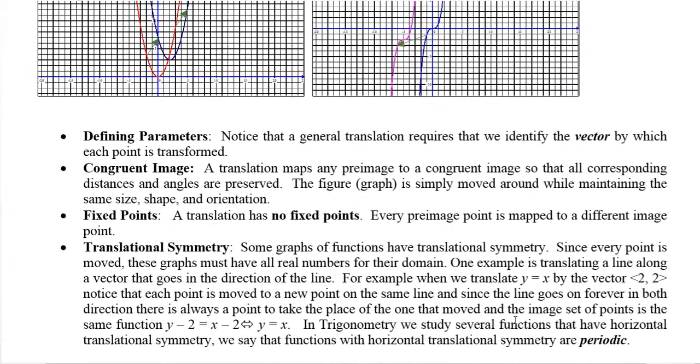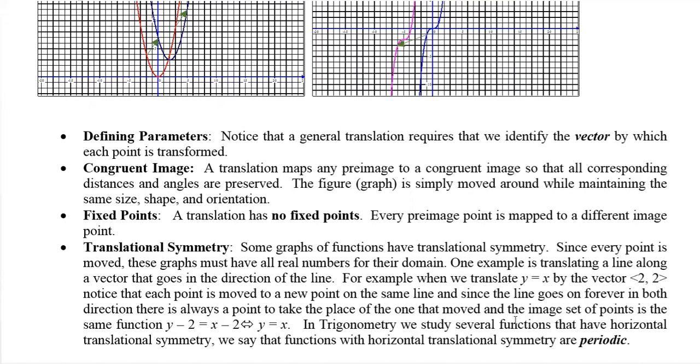So let's talk about some things about translation specifically. A general translation requires that we identify the vector by which each point is transformed. In other words, how much we're sliding to the left or right and how much we're sliding up or down. A translation maps any pre-image to a congruent image so that all corresponding distances and angles are preserved. So we call this a rigid transformation or an isometry.